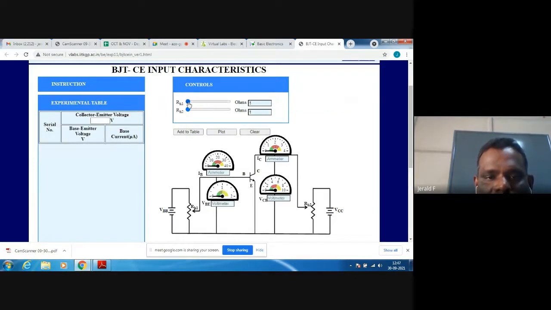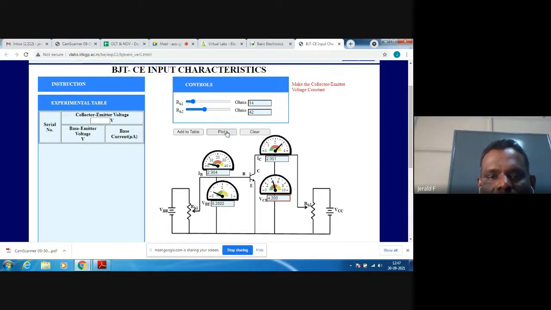After clearing, first initially set up 1 volt and vary the rheostat so we can go for 2 volt. You set 2 volt. Next, vary the 2 volt and go to 4 volt, whatever it is. You can set 4 volt also. Next go for varying the voltage.